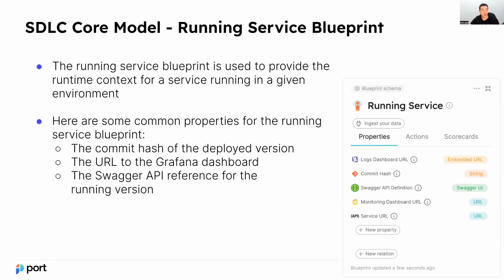So we can say, how is my service in production doing? What are its metrics? What is its resource usage? And also add some common properties such as the commit hash of the deployed version, a URL to the Grafana dashboard, the Swagger API reference for the running version, and so on. So this is all very valuable information, especially when we're talking about solving an incident and getting all of the correct information and all of the correct links in the same place at 3 a.m. when we wake up and we need to solve some issue for a client. The running service is the best place to go to do exactly that.